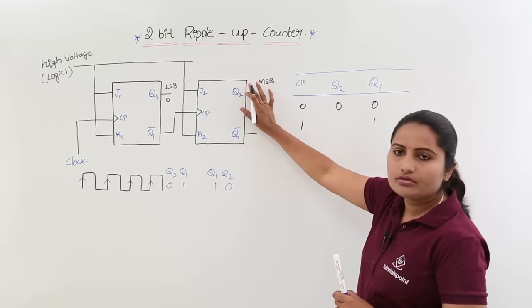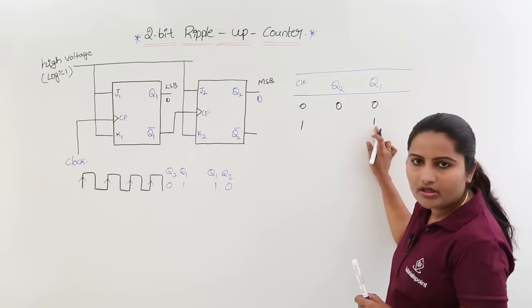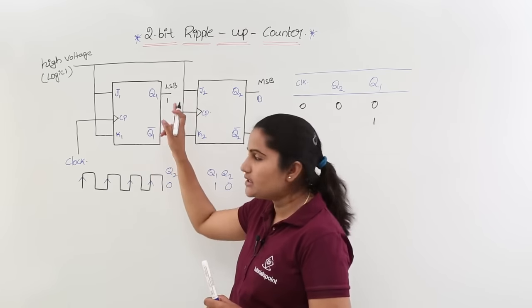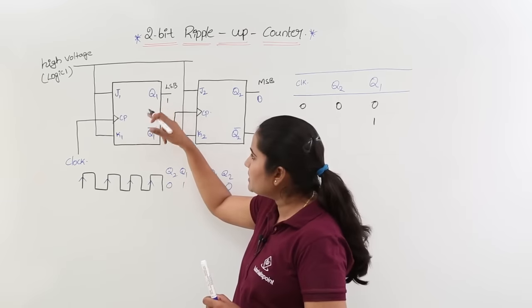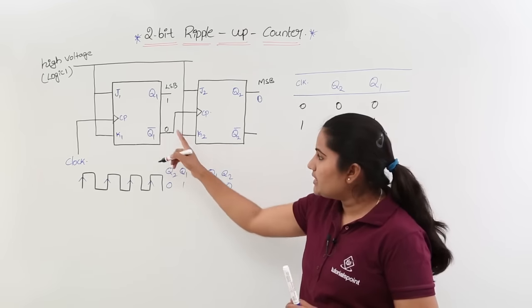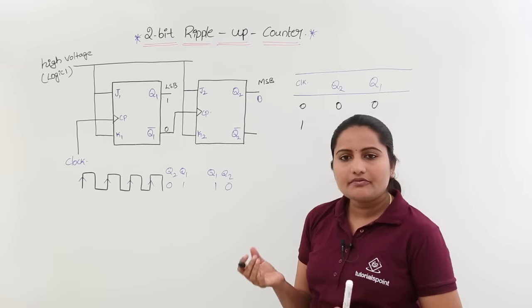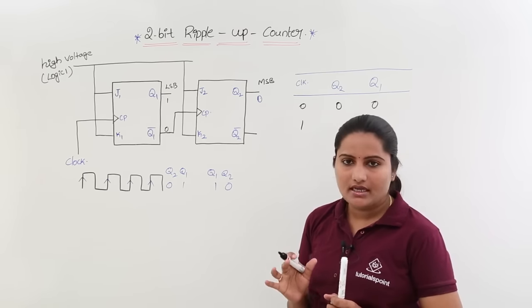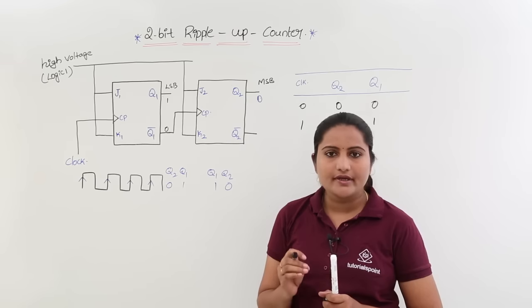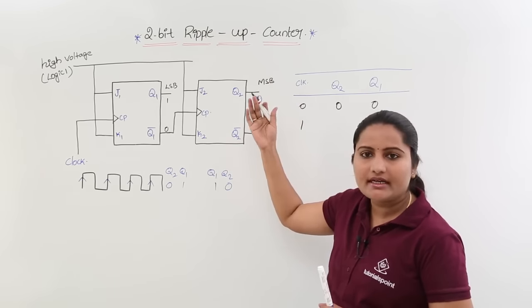Then what about Q2? Now you need to see Q1 bar. If Q1 is equal to 1, what may be your Q1 bar? After toggling, this 0 is becoming 1, so here Q1 became 1, and because of this 1, here you are getting 0. This 0 is nothing but the clock for the next flip-flop. The clock for the next flip-flop being 0 means that flip-flop will remain in the same condition. As I told you in the introduction of flip-flops, if the clock is 0 for a flip-flop, without knowing the inputs, whether high or low, the flip-flop will remain in the same state which it is already in.